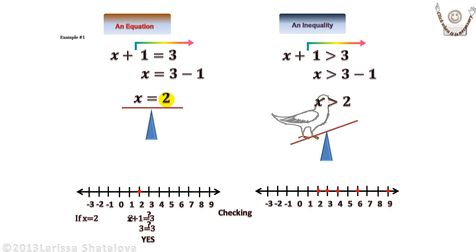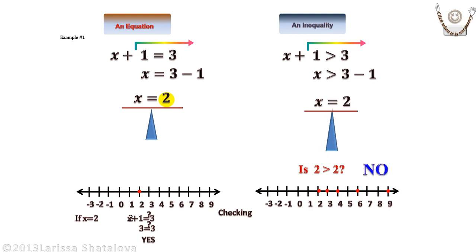Now let's check the number 2. Is 2 greater than 2? Not really, because 2 equals 2. And we have to use parentheses to emphasize that any number which is just a little greater than 2 would be a solution, but not 2. So the parenthesis tells us that our solution does not include 2.